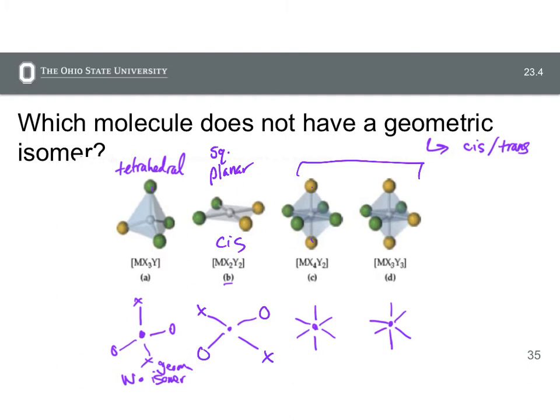So what about C? C is this, right? So we know that if we take one of these yellow atoms and put it adjacent to the other, we would make the cis isomer. So there's our trans, that's what's shown in the figure, and then the cis. So it'll look something like this.